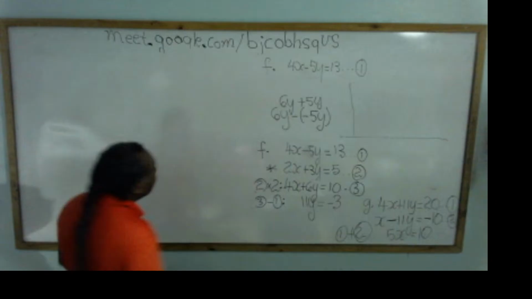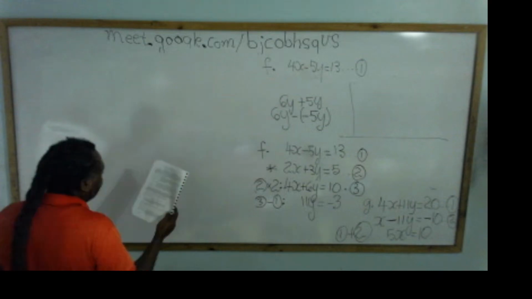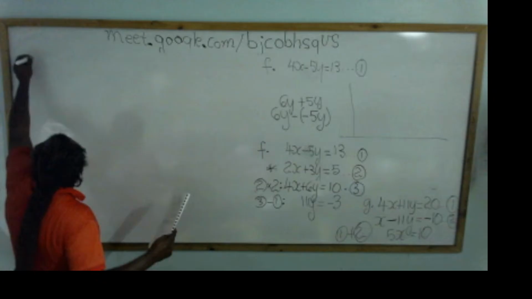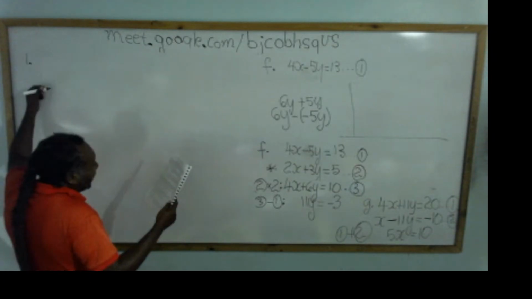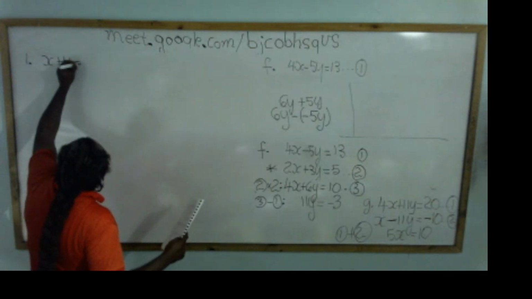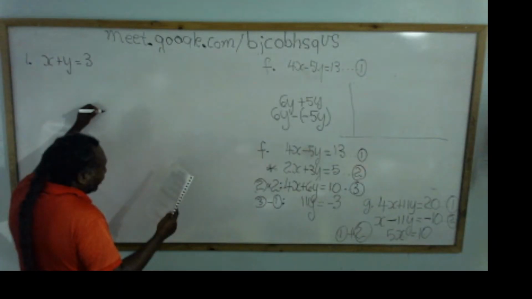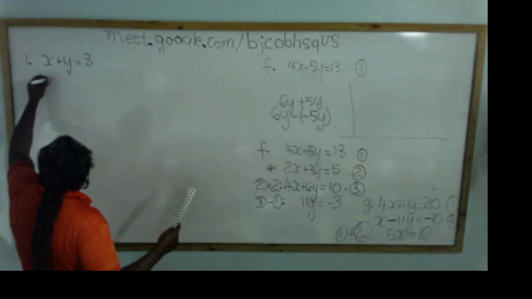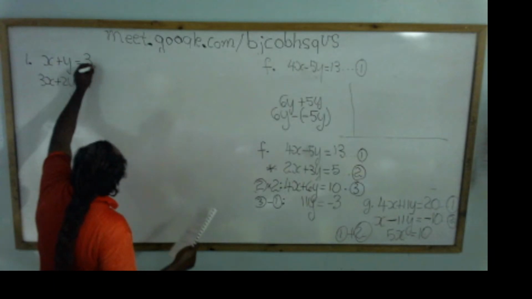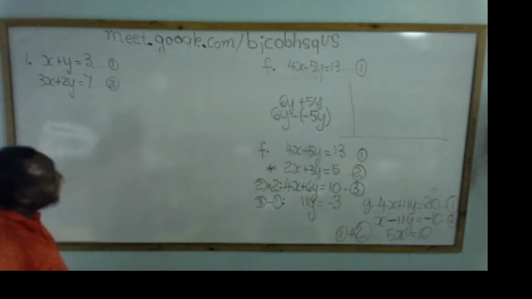Ready? Let's call this one number 1, although it's not really number 1 there. x plus y is equal to 3. And 3x plus 2y is equal to 7. That is equation 1, and that is equation 2. What do you say that we should do?